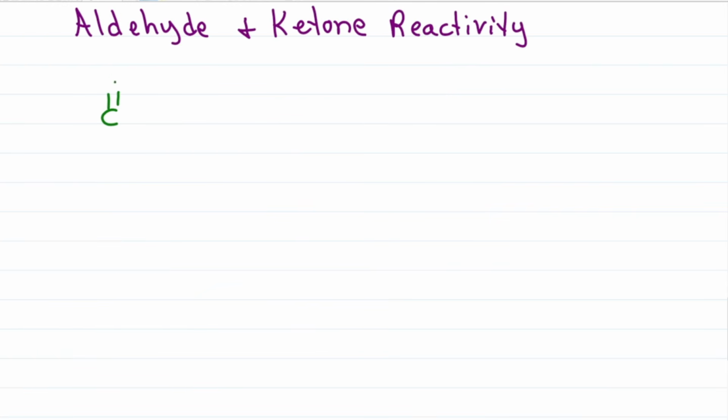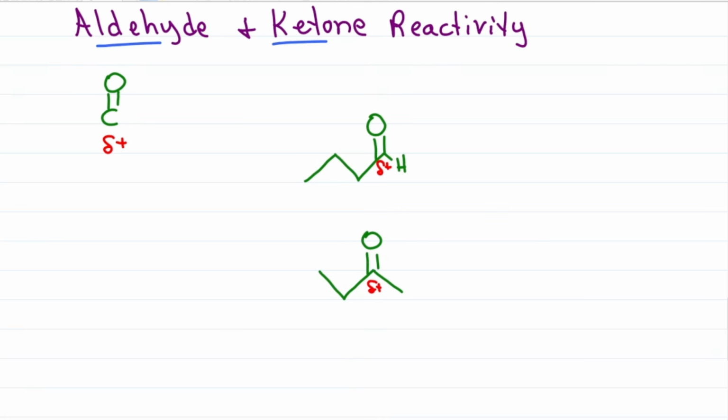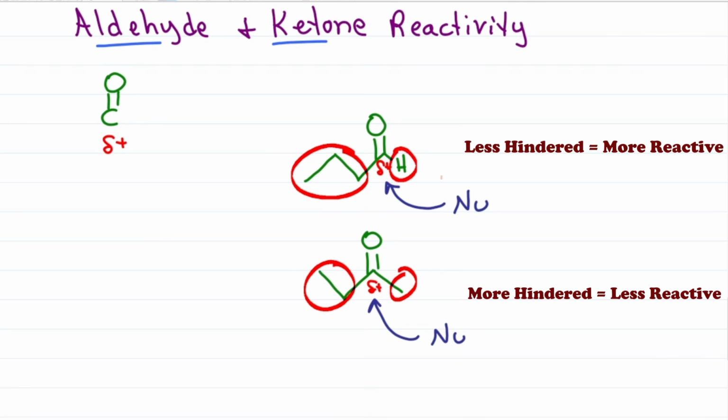If the carbonyl is reactive at the partially positive carbon, which is more reactive, the aldehyde or the ketone? Reactivity at the carbonyl carbon depends on the nucleophile being able to attack that carbon. Since the ketone has 2 R groups, the carbonyl carbon is blocked. It's more sterically hindered, making it less reactive, but the aldehyde, having only 1 R group and a small hydrogen, is less sterically hindered. The carbonyl is more accessible, making it more reactive.